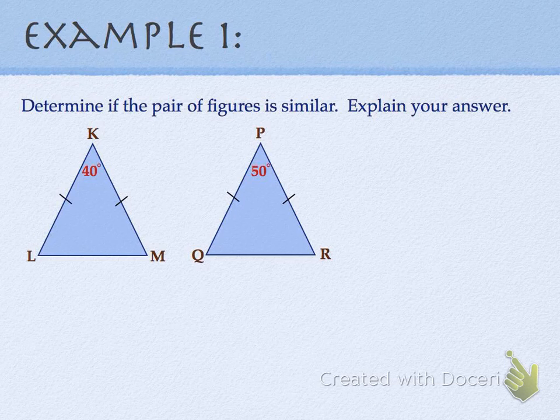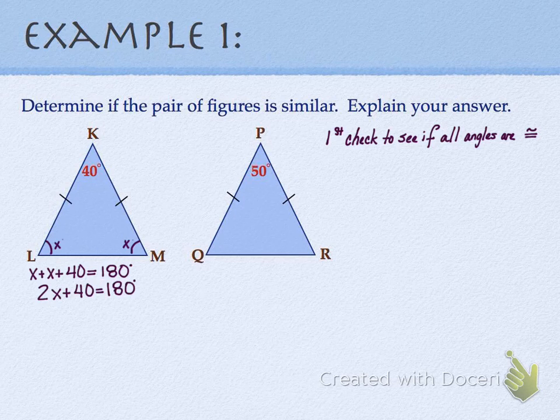Alright, example 1. Determine if this pair of figures is similar. Explain your answer. First is always to check the angles to see if they're congruent. And right here you can kind of tell that these are not going to be congruent, but we'll go ahead and go through the steps. So we have an isosceles triangle here, and if 2 sides are equal, you have 2 angles equal. You'll know that by the end of this year, I promise.